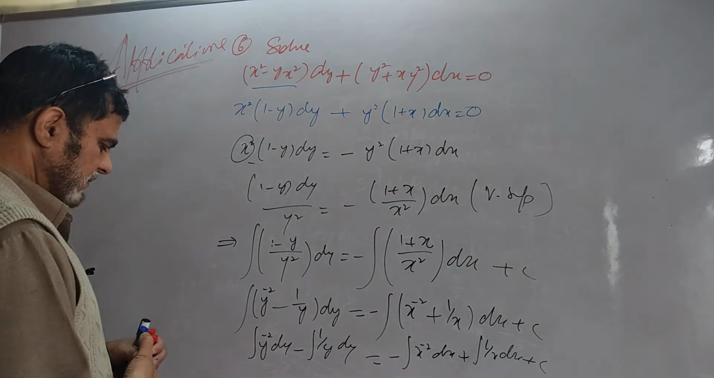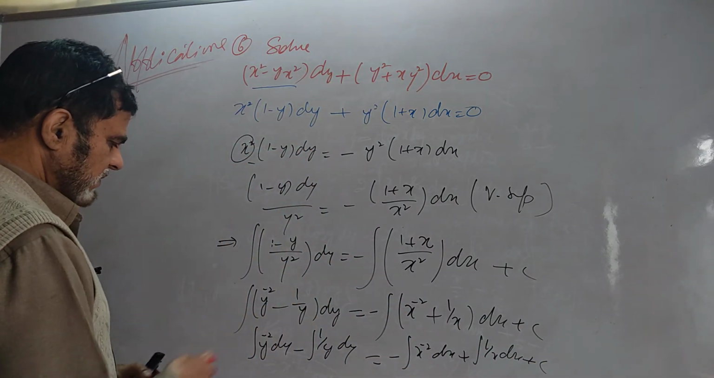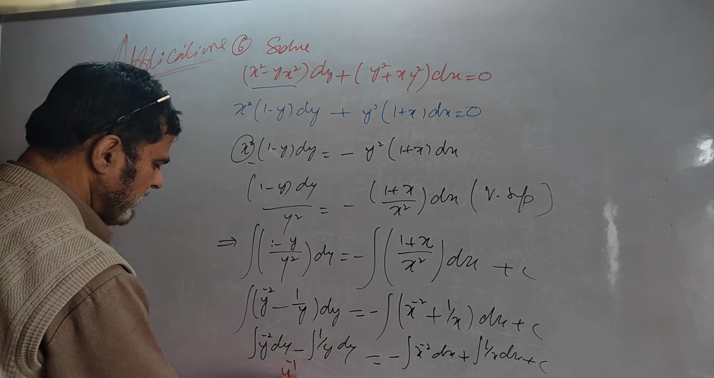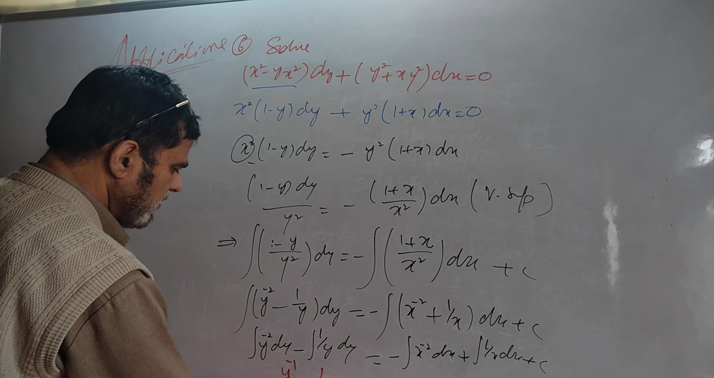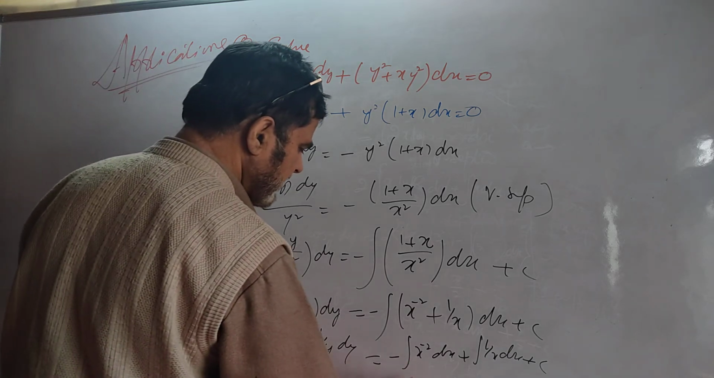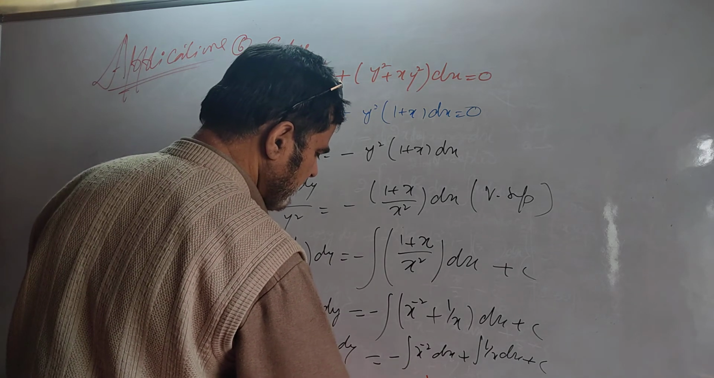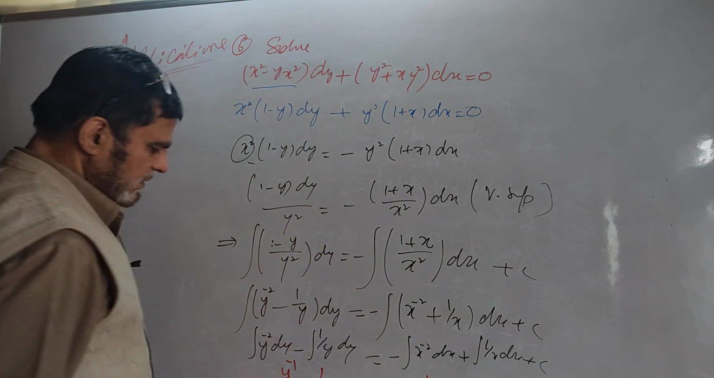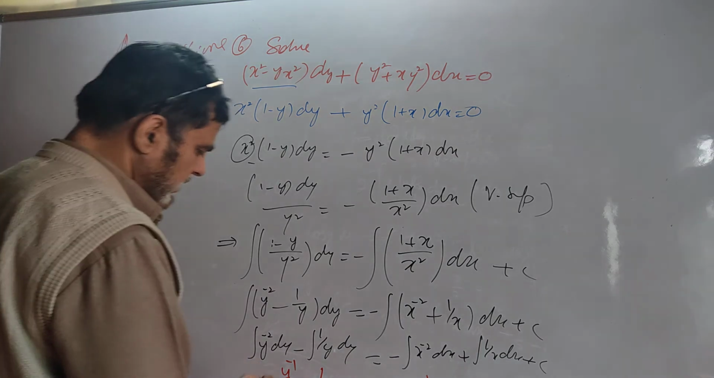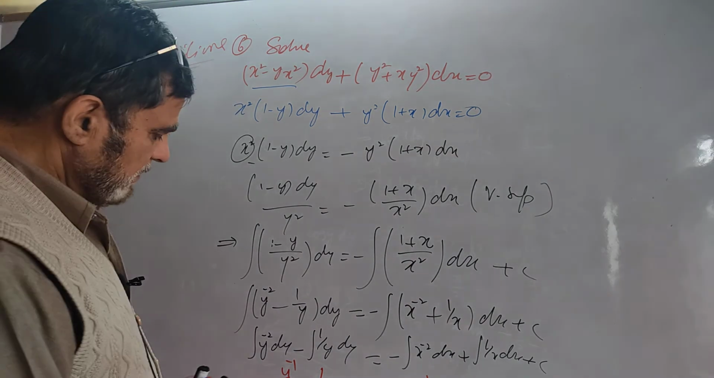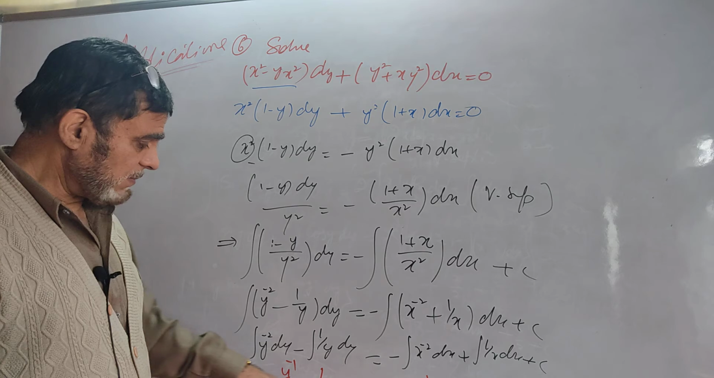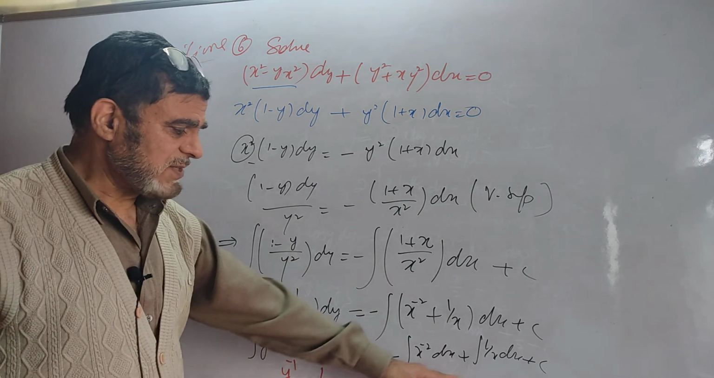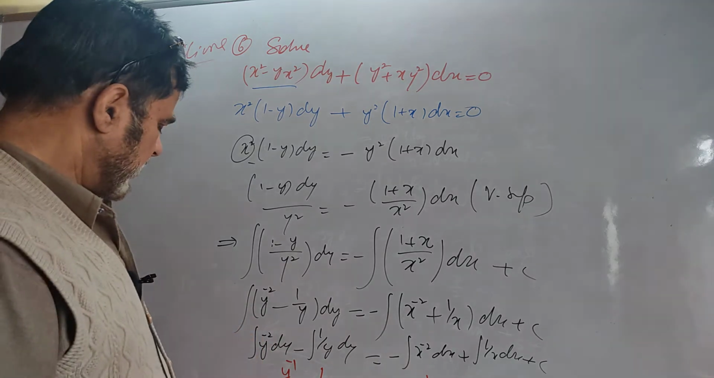Now you can integrate. When you integrate this will be y raised power minus 2 plus 1, minus 1 by minus 1, it is minus 1 by y, minus log y is equal to minus x raised power minus 1 by minus 1, this is plus 1 by x, plus log x plus c. You can further simplify it or leave it there. You can simplify it as minus 1 by y minus log y is equal to plus 1 by x plus log x plus c. Then you can simplify or write the solution like this.